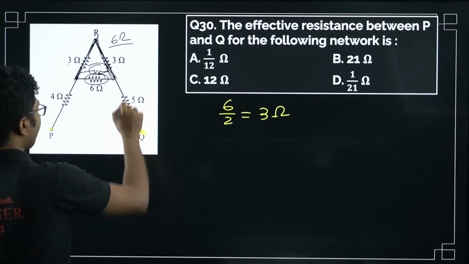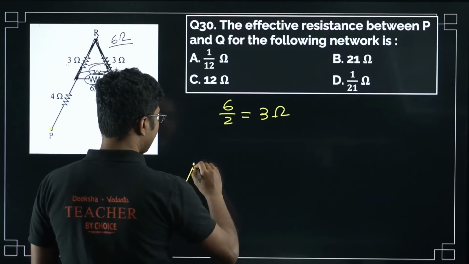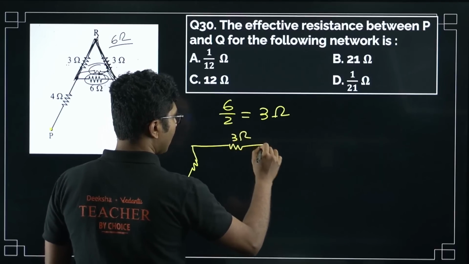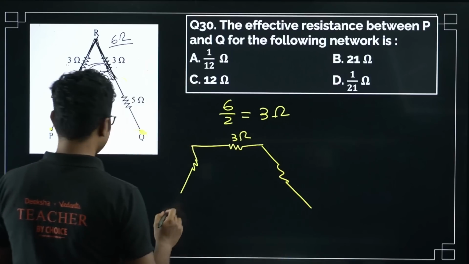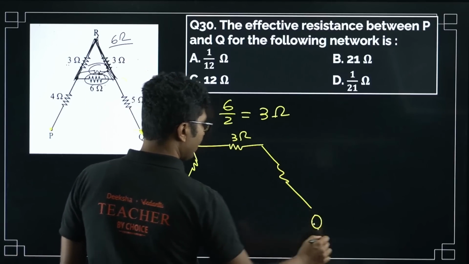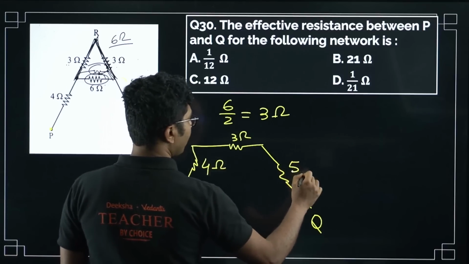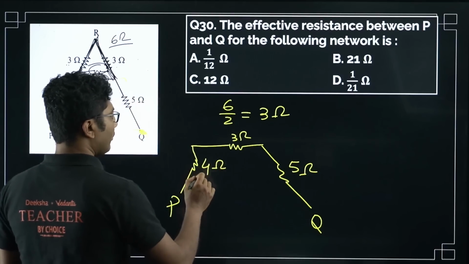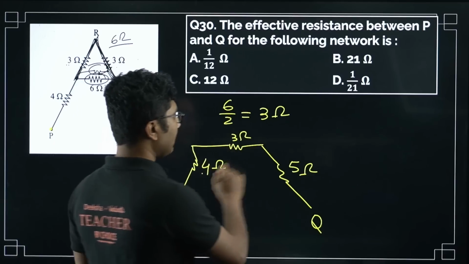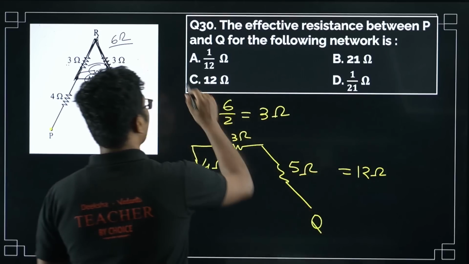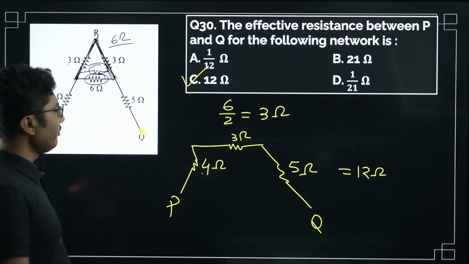So now we have to complete this circuit. 4 ohm is there, then we have calculated the central part is 3 ohm, then we have another one like this. So this is P, this is Q, this is 4 ohm and this is 5 ohm. So what is the total resistance? 4 plus 3 is 7, 7 plus 5 is 12. So total resistance is 12 ohm. The correct answer is 12 ohm for this question.